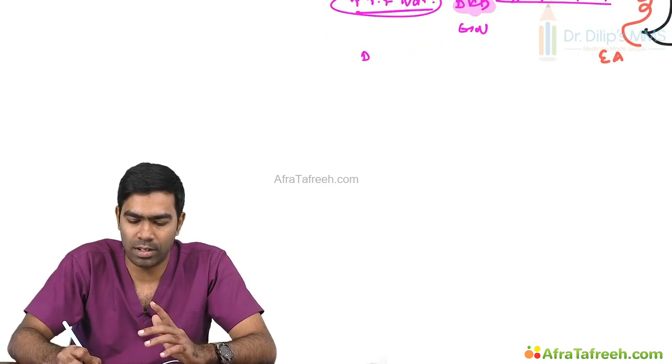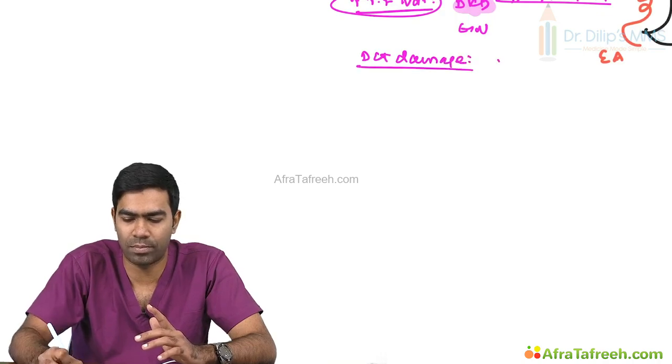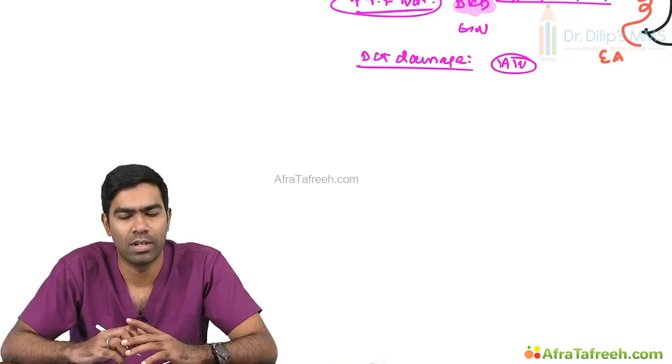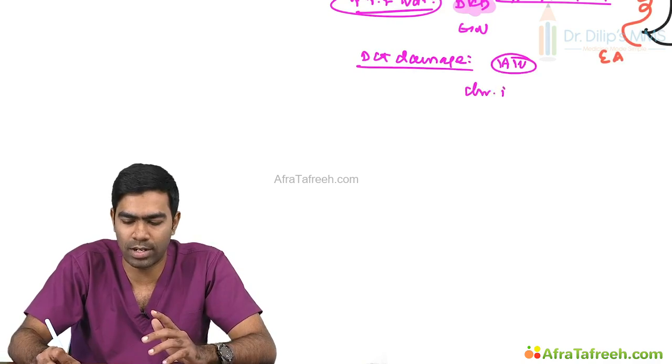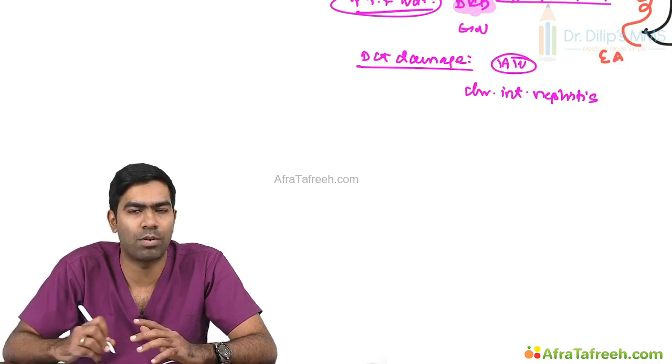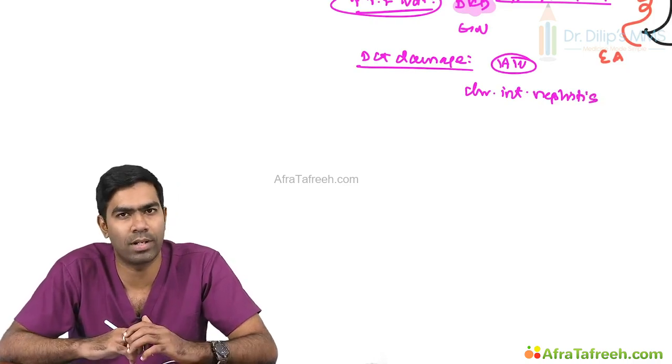And similarly, if you have a DCD damage, which means you're going to damage the macula densa by disorders like HIV or chronic interstitial nephritis, you might result in lower prostaglandin production, and because of the same you might result in lower JG cell stimulation and lower renin production.